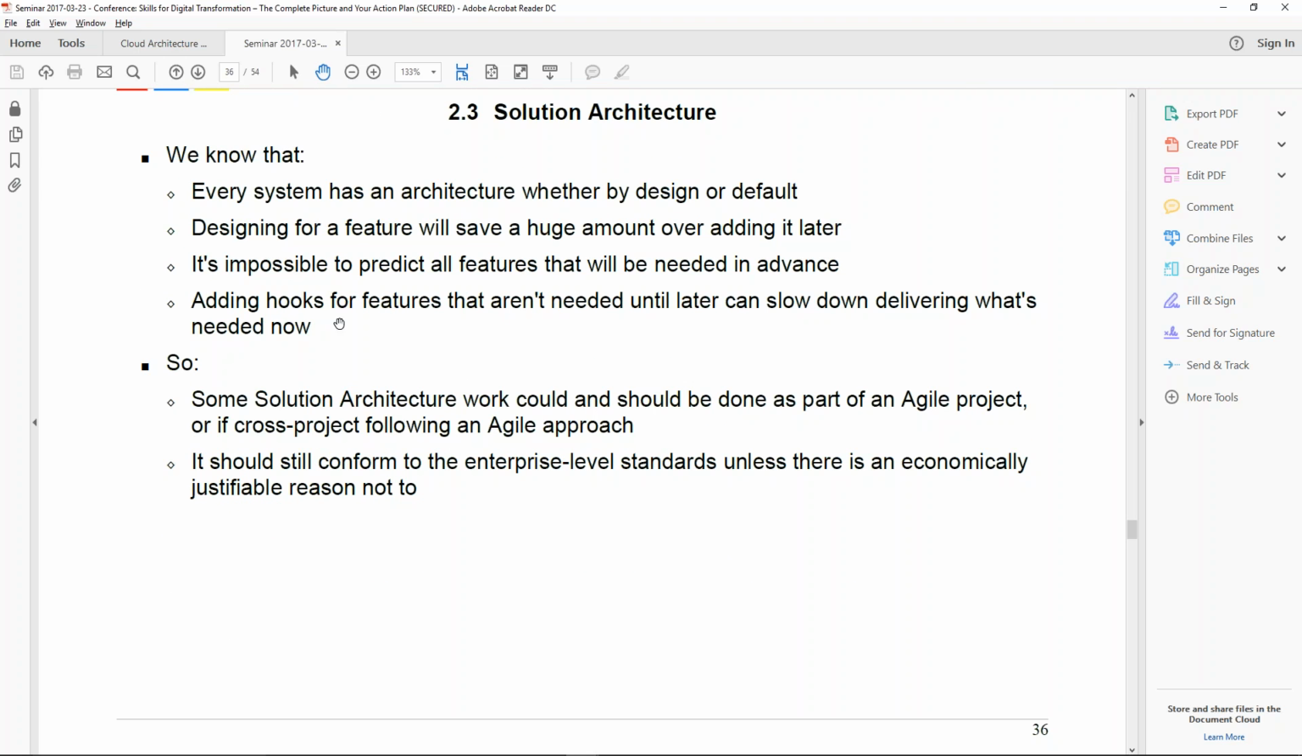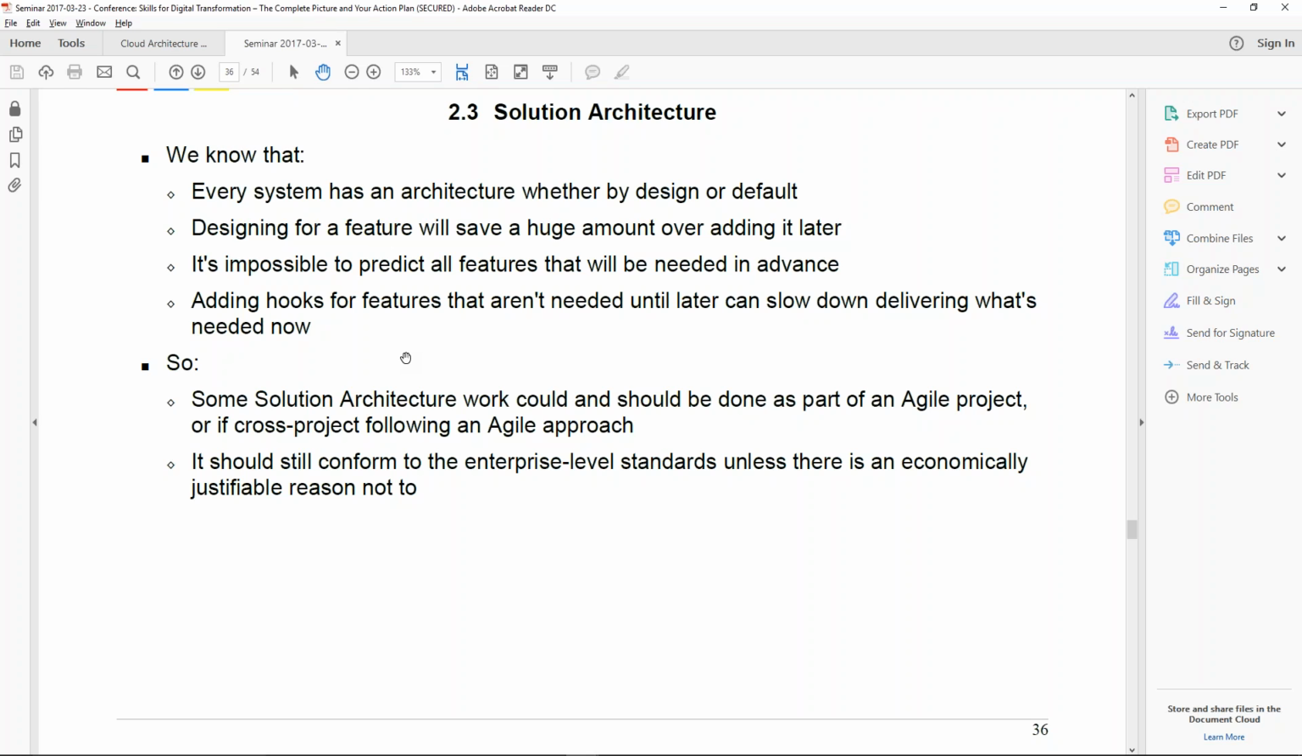Solution architecture. Systems do have an architecture. Designing a feature means that we can save time later, but we don't know what all the features are going to be, and gold plating our systems so that we design our architecture early to handle potential future needs generally slows down development.